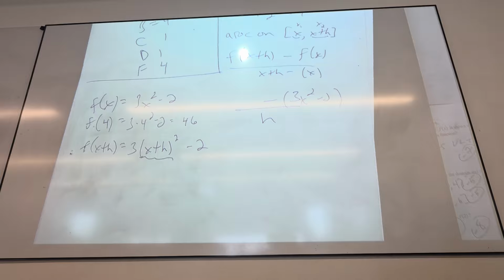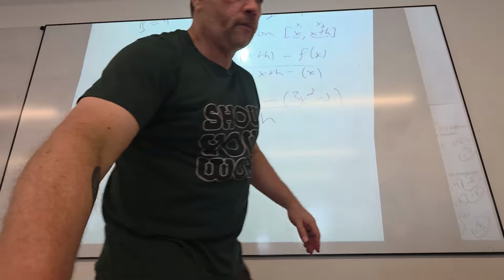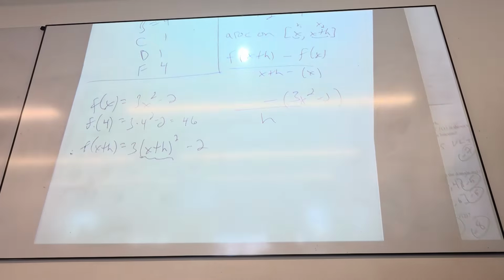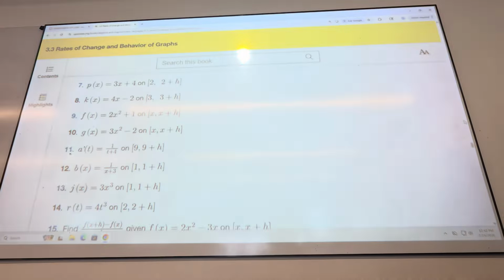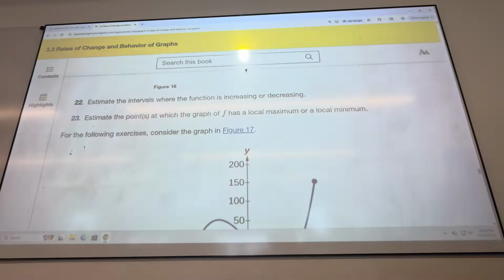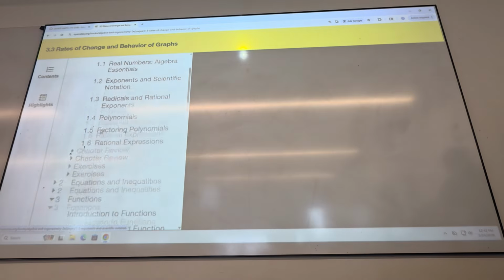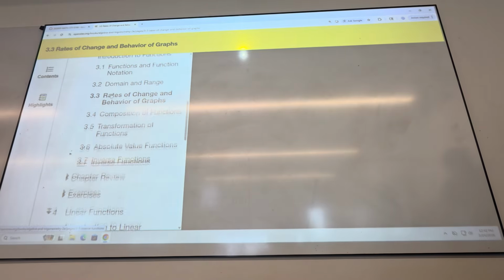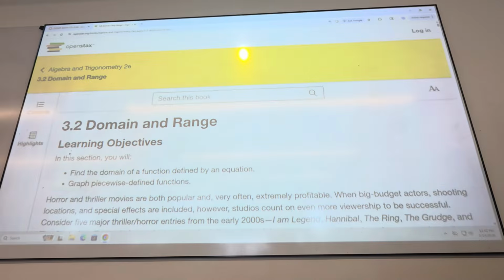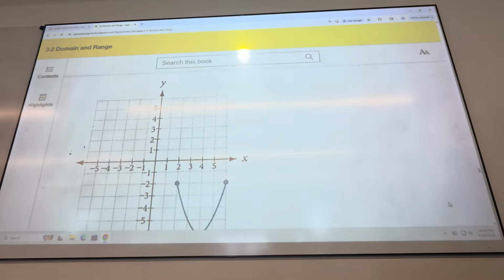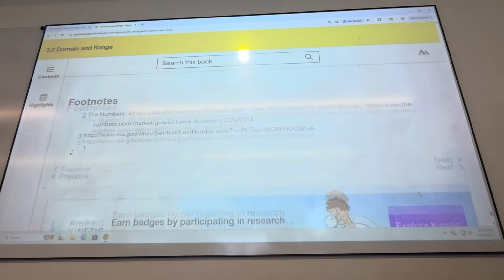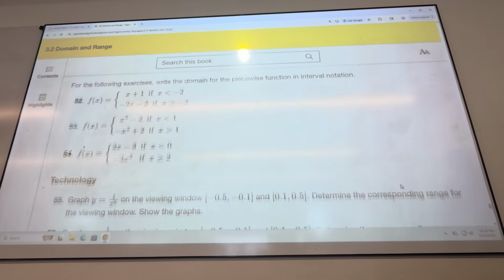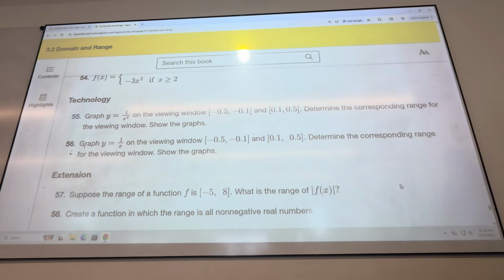I want to leave something for you to do, though. I have a question with 3.2, number 55. You might have had this in the past. Something like that. Hard. Let's see, 55. Oh yeah, yeah. We did.